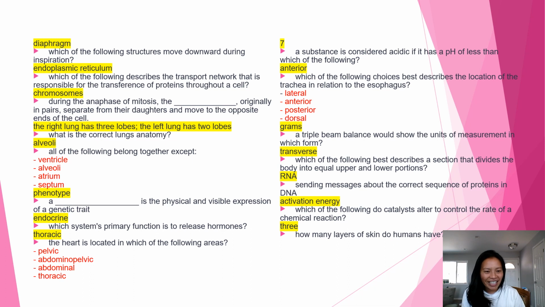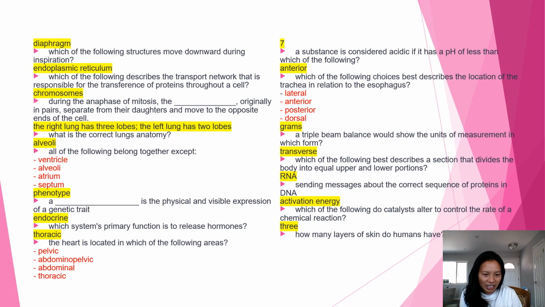Okay, next question. A blank is the physical and visible expression of a genetic trait. The answer is phenotype. Means physical. I would just remember physical, phenotype. Okay. And then which system's primary function is to release hormones? Endocrine. So the endocrine system's primary function is to release hormones.